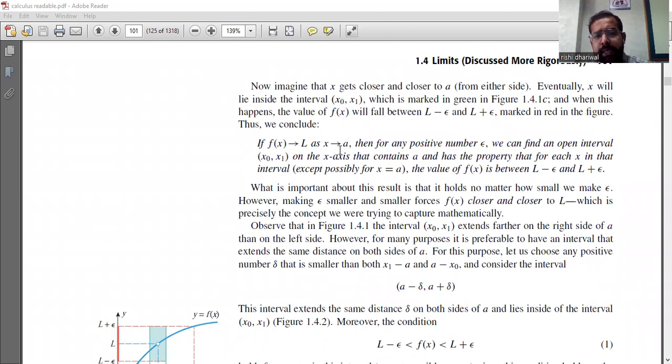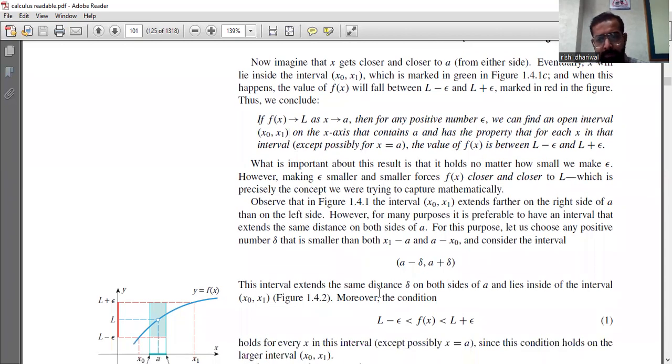f(x) is approaching L as x approaches A. Then for any positive number epsilon, we can find the epsilon neighborhood of f(x), just as we find the delta neighborhood of A. We can find an open interval x0 to x1, meaning the delta neighborhood of A on the x-axis, that contains A and has the property that for each x in the interval, the value of f(x) is between L minus epsilon and L plus epsilon.